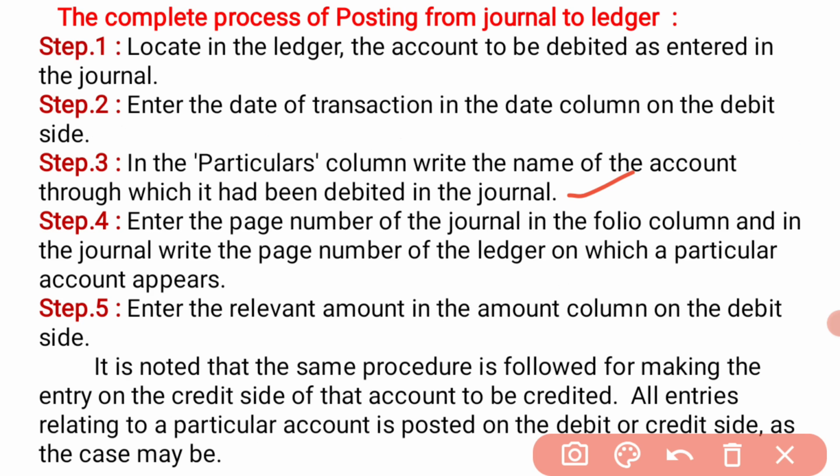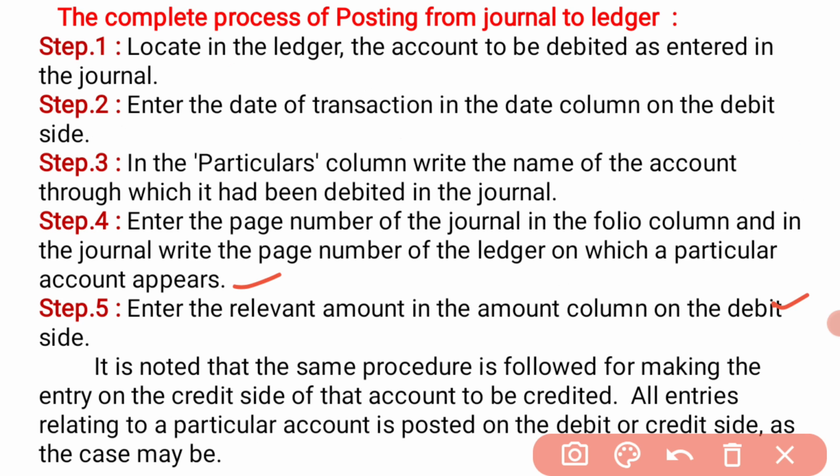So now we are discussing the debit side. First write the name of the ledger account, then enter the date of the transaction, then in the particulars column write the name of the debited account, then enter the page number of the journal, that we call JF, the journal folio. Write the page number of the journal in the folio column, and in the journal write the page number of the ledger on which the particular account is prepared. Then enter the relevant amount in the amount column on the debit side.